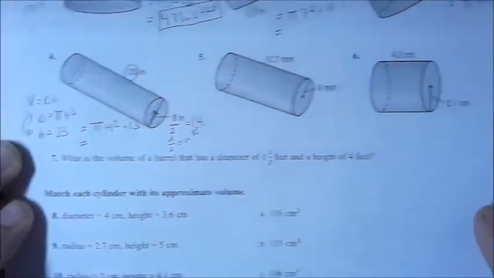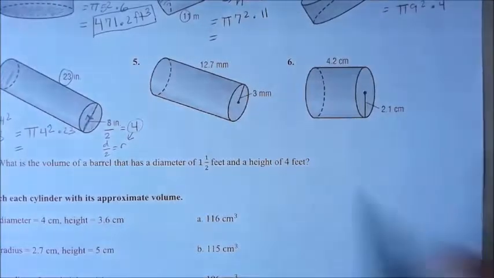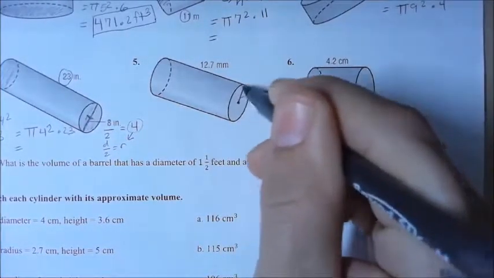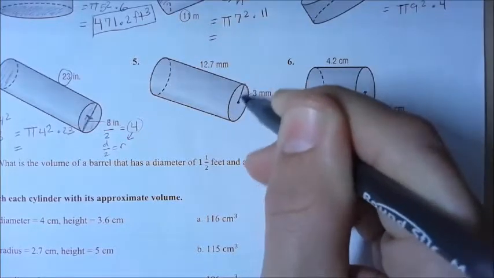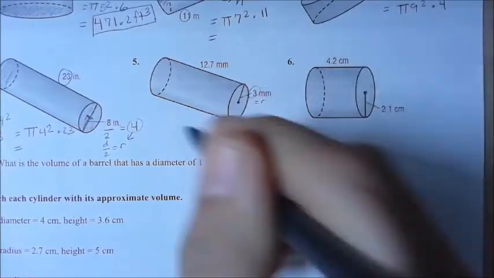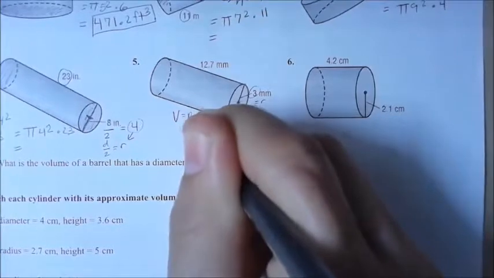So let's look at number 5 and get it set up. On 5, we have a radius. It's only half, so that it is equal to r. So I don't have to do anything to it. We just take that number and plug it in. So we got V equals big B times H.